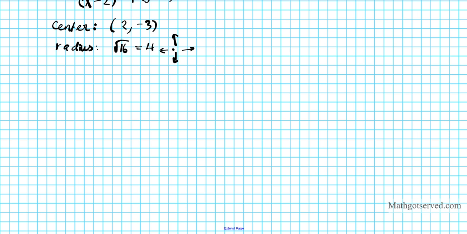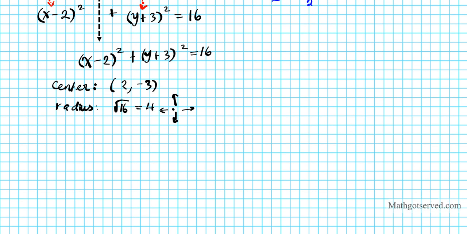So to graph that, I'm going to draw a coordinate system. There goes your x-axis, and there goes your y-axis. So we're going to graph (2, negative 3): 1, 2, and then go down 1, 2, 3. So from there, I'm going to go 4 units in all directions. 1, 2, 3, 4. And then 1, 2, 3, 4. 4 units up, down. And then to the right, 1, 2, 3, 4. And then to the left, 1, 2, 3, 4. Okay? Now I'm going to draw my circle.